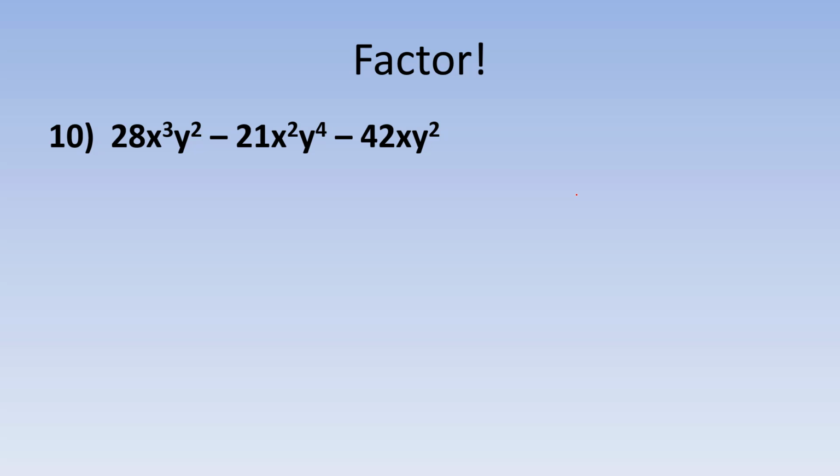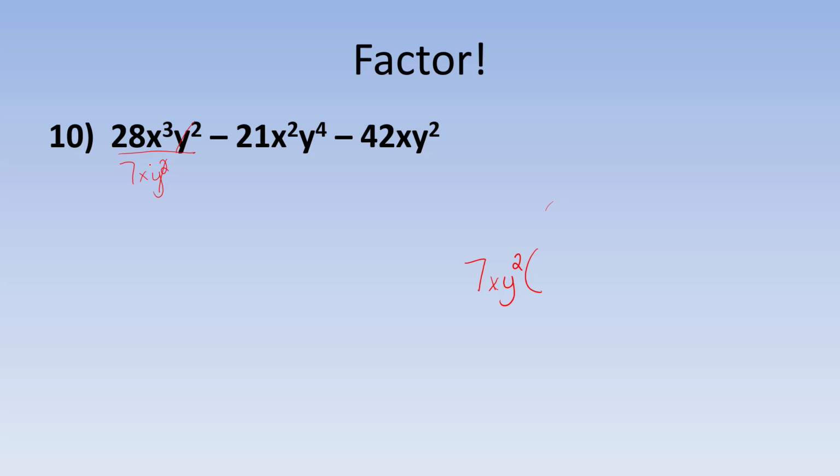All right, it's getting more complicated still. You can do it. Welcome back. 28, 21, 42. Each of those appears to be divisible by 7. All right, we have 3 x's, 2 x's, and 1 x, so we can only pull out 1 x from each term. We have 2 y's, 4 y's, and 2 y's, so we can pull out 2 y's from each term. So we're dividing each term by 7x y squared.